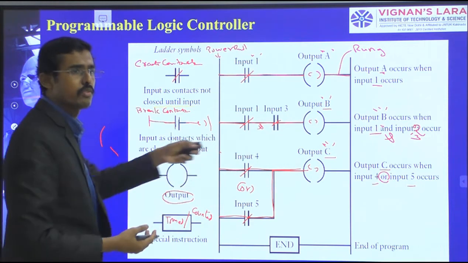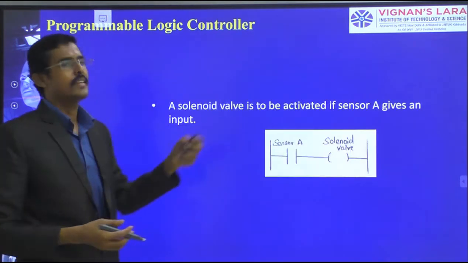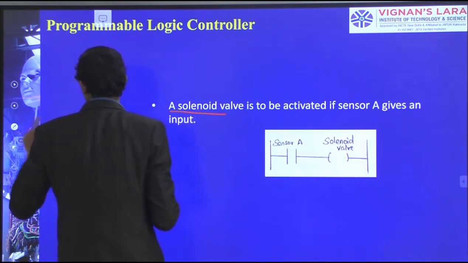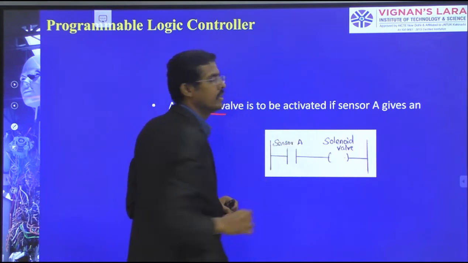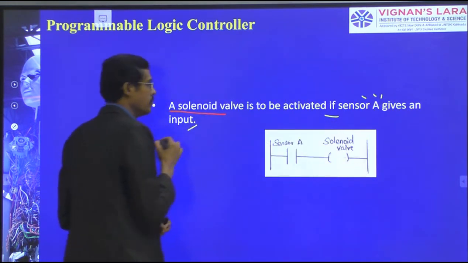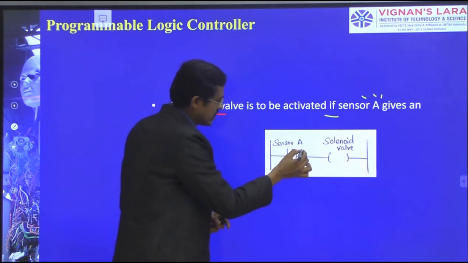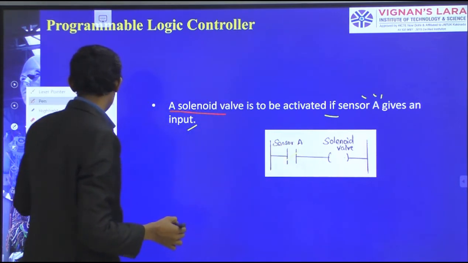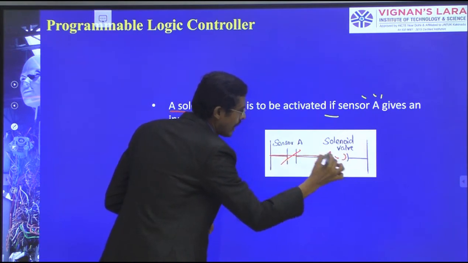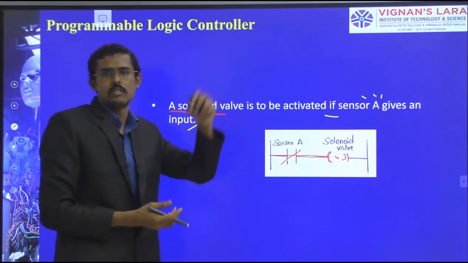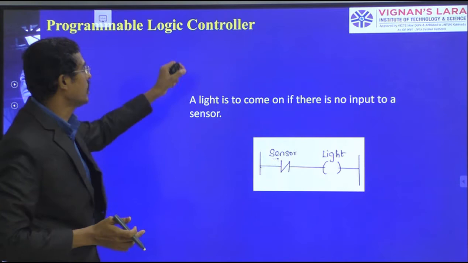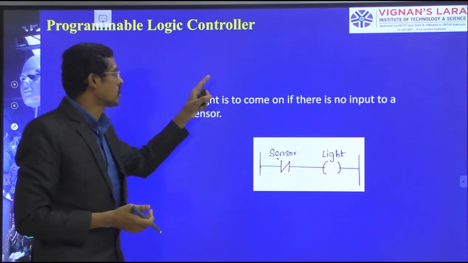A few things we have to understand before going to advanced systems. Now I have taken one example: I want a solenoid valve to be activated if sensor A is given as an input. Sensor A is given as an input connection. When it is sensed, the circuit goes here and activates a simple electrical switch. When it is switched on, the light is to come on.